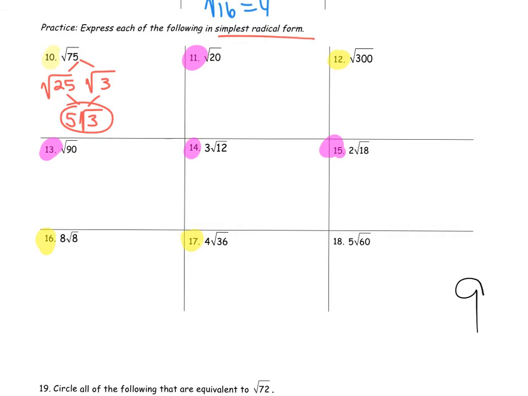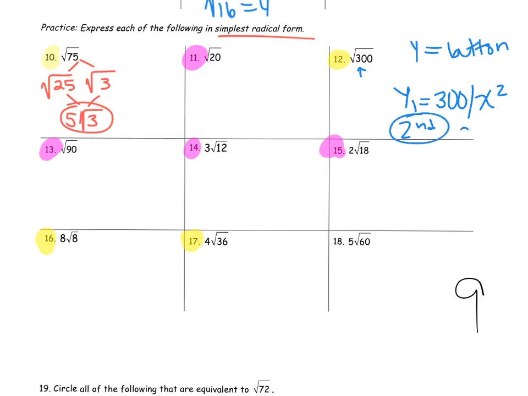Okay, so let's take a look at the square root of 300. Again, if I take that calculator approach, I'm going to click the y equals button. In the y equals screen, you'll see y1 equals. We're going to take the number under the radical, so we have 300 divided by x squared. Then we go to second, graph.